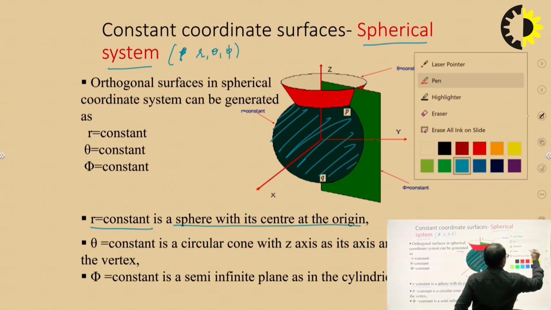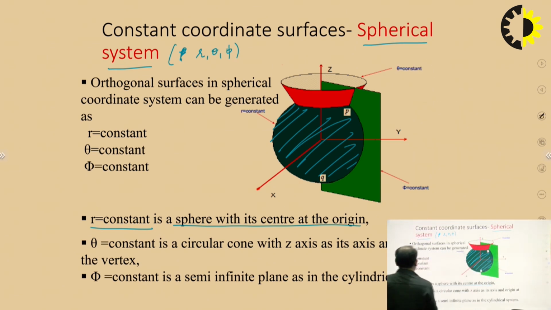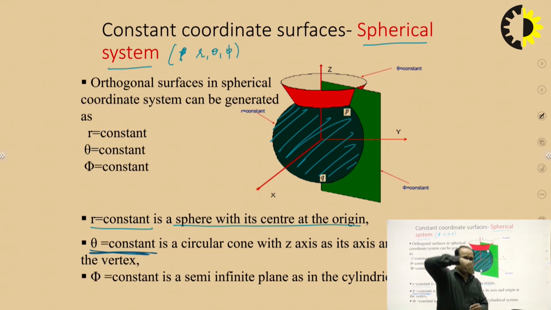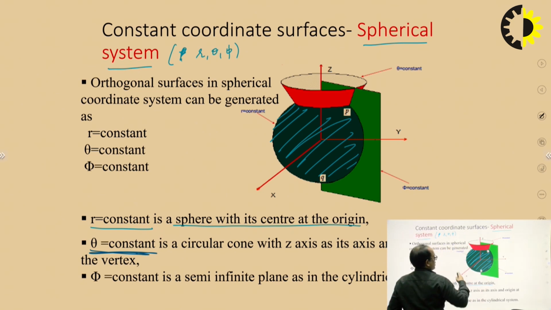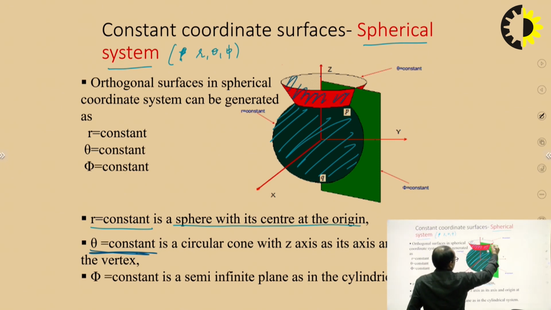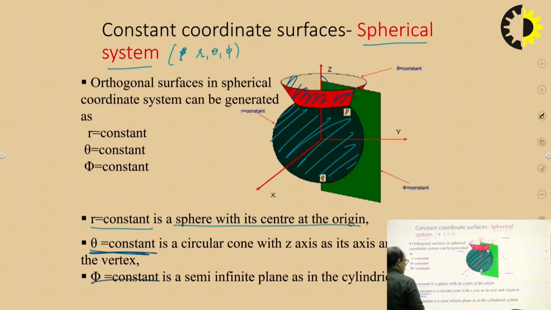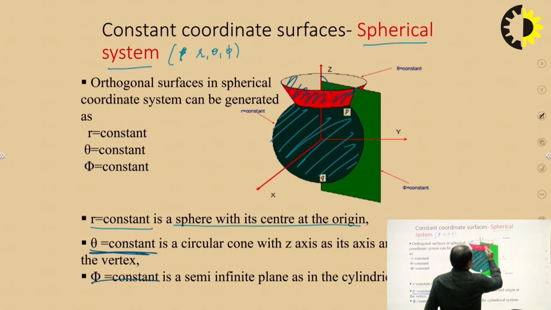If I say theta is constant, top to bottom is constant, then this theta is constant and phi and rho and radius are variables. So this area will form when theta is constant. Clear? And when phi is constant, the same plane will form, this one, when phi is constant.